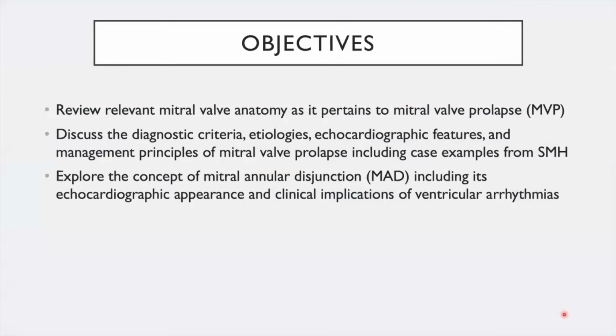The objectives for today's talk are to review the relevant mitral valve anatomy as it pertains to mitral valve prolapse. We'll discuss the diagnostic criteria, etiologies, echocardiographic features, and management principles of mitral valve prolapse, including some case examples from the past 2 weeks at St. Mike's Hospital. We'll then explore the concept of mitral annular disjunction, short-term MAD, including its echocardiographic appearance and clinical implications, ventricular arrhythmias.